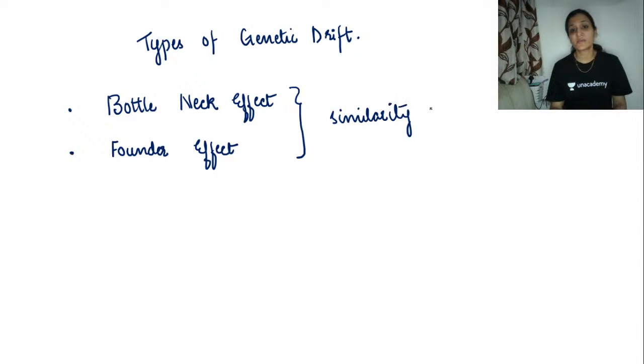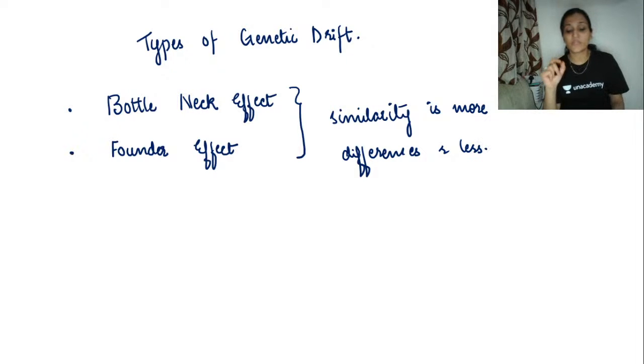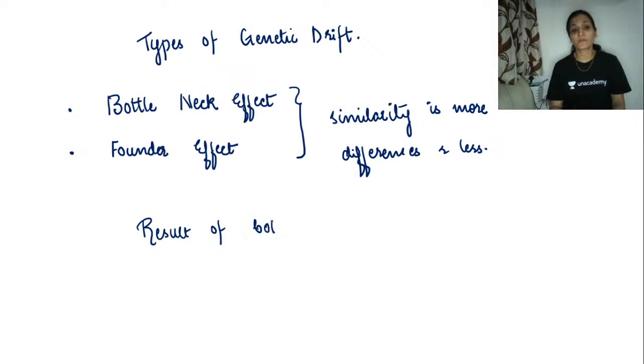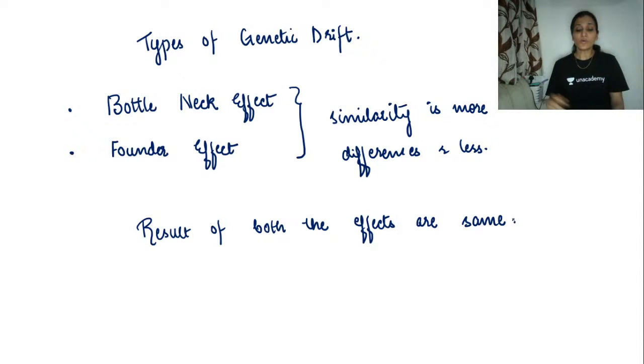Similarities are more, differences are less. So they both have high similarity and at some places they are different. The result of both the effects is the same. Right. So the bottleneck effect we are going to deal with first.